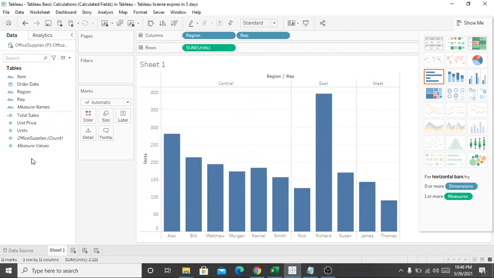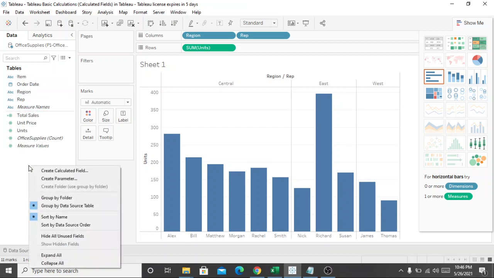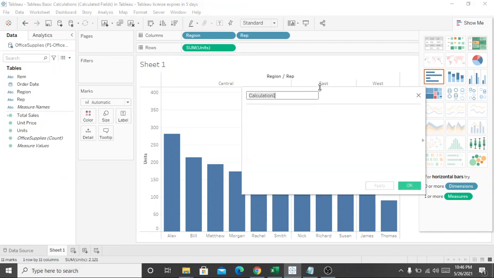In the measures section, these are measures and these are dimensions. Measures will be dependent on dimensions. These are dimensions and these are measures. So we need to right click in the measures, and on the top of it we have Create Calculated Field. So we need to click that.